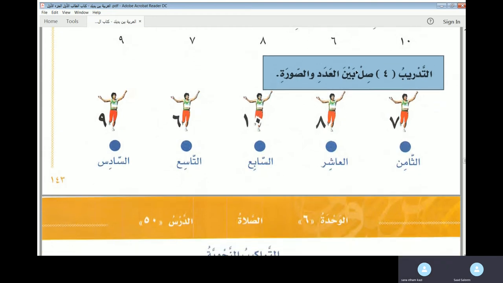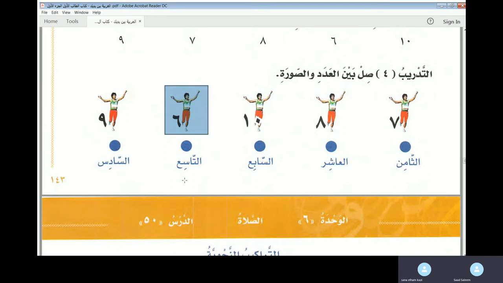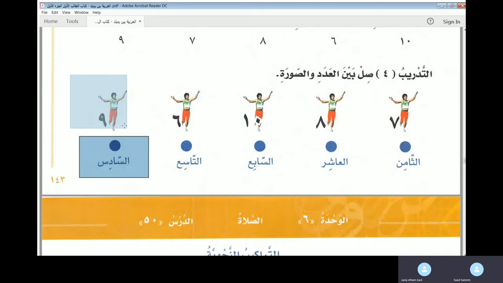Fourth exercise: connect between the numbers and the pictures. The first one is as-sabi. For the second one it would be ath-thamin. The third one would be al-ashir. And then as-sadis and at-tasi.